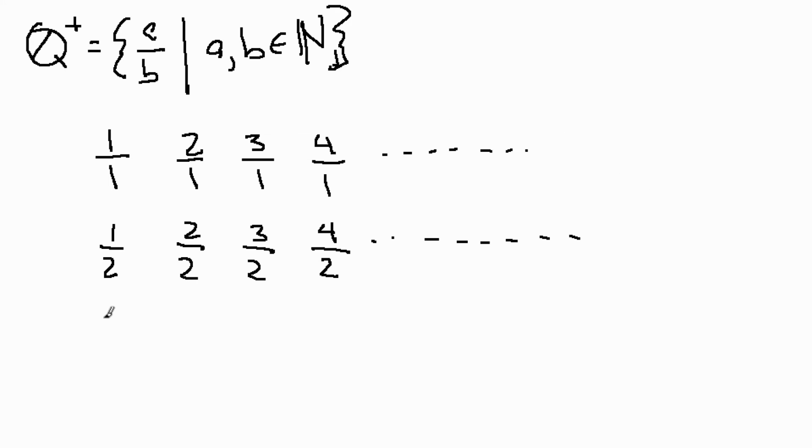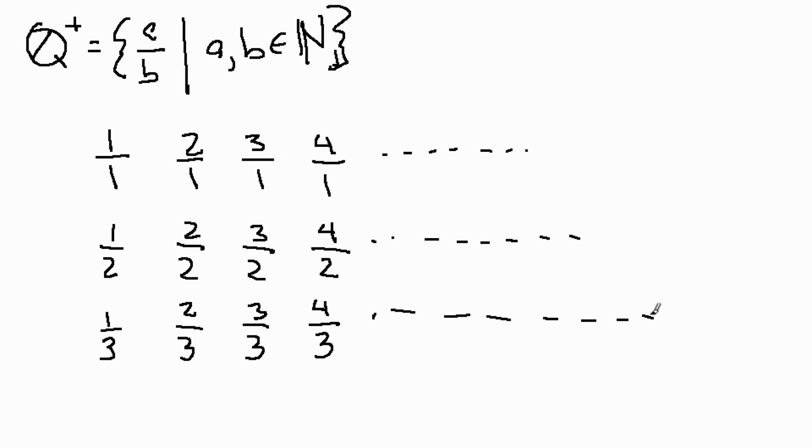And I'm going to come down here and say 1 over 3, 2 over 3, 3 over 3, 4 over 3, and that goes forever. Likewise, this goes down this way forever. Now, what I want to do is create a function f that maps the natural numbers to Q plus, and this is going to be 1 to 1 and onto.